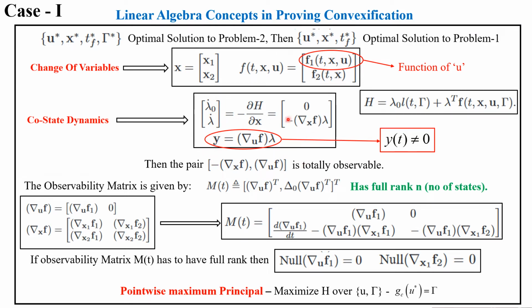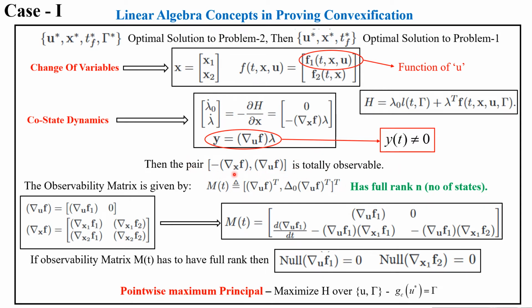Now given y is equal to Cx. So if this is observable, that means y of t is not equal to 0. If there is any y which is not equal to 0, you can always estimate lambda naught and lambda. So that means the system has to be observable. Now this system has to be observable in the sense you have to have this pair del x f and del u f, which is the Jacobian of f and the Jacobian formed with respect to u for the f. So these two, the pair should be observable.